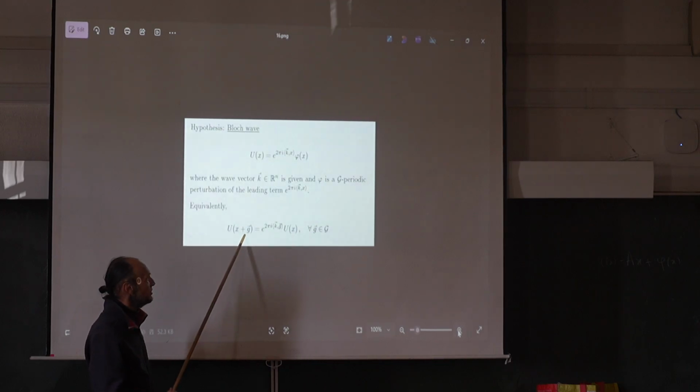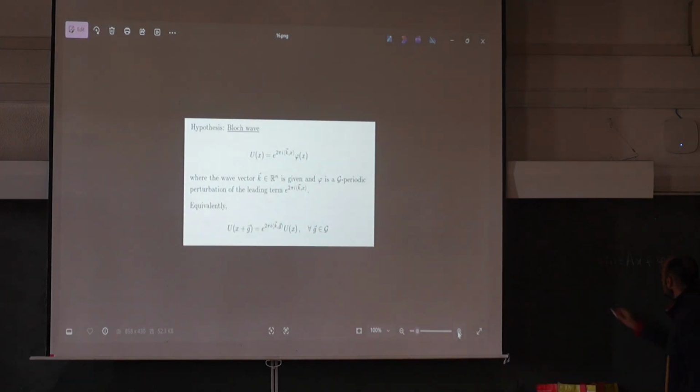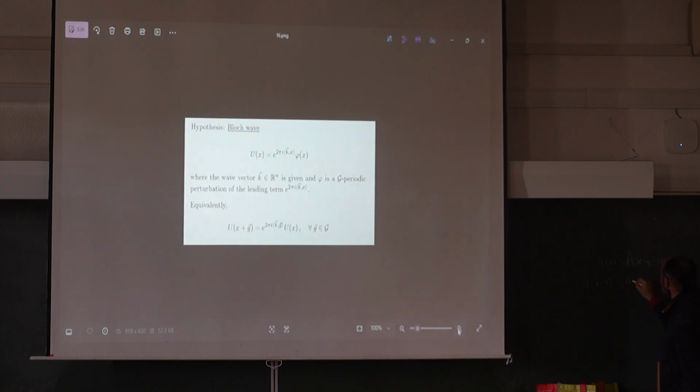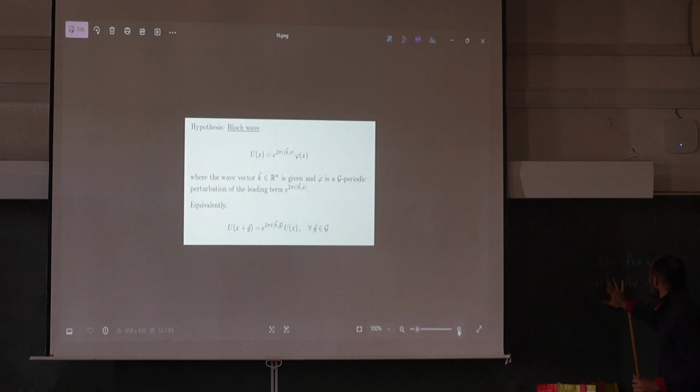When you make translations, you have something like x plus v, this is the translation, you have something like this. So this is equivalent. Saying that phi is periodic is equivalent to saying that u behaves like this when you make a translation. When you make a translation, you get a product. Yeah, let us put G. Doesn't matter. Could be G. G belongs to the periodicity group.